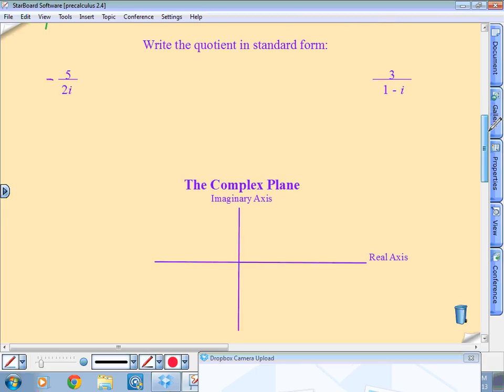Okay. All right. Write the quotient in standard form. So we're just dividing these now. So do this first one on paper and tell me what you get. Well, to get rid of the i, what would be the conjugate of 2i? But you've got to multiply it by itself, right? That's 1, right? So now you can multiply across. 5.